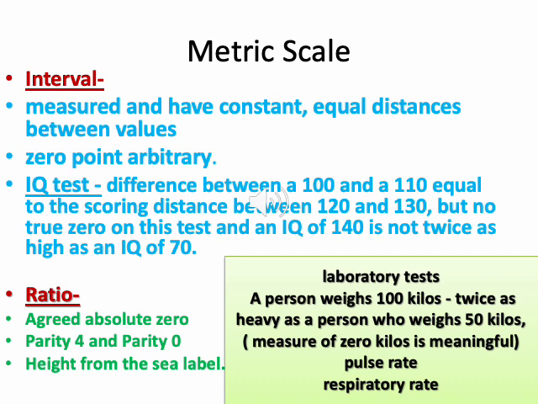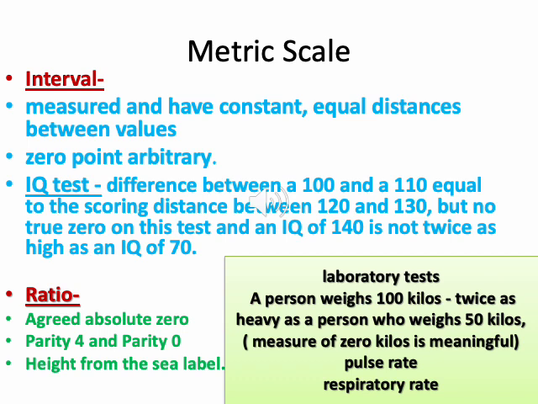But when we go to the higher form of metric scale, which is known as ratio, now we have the absolute 0. So if I say parity 0, what does it mean? Nullipara. If I say height from the sea level, what does it mean? An absolute 0. So if I say a person has a weight of 100 kilo, he is twice as heavy as a person who weighs 50 kilo. Similarly, the pulse rate and respiratory rate are examples of ratio variables.